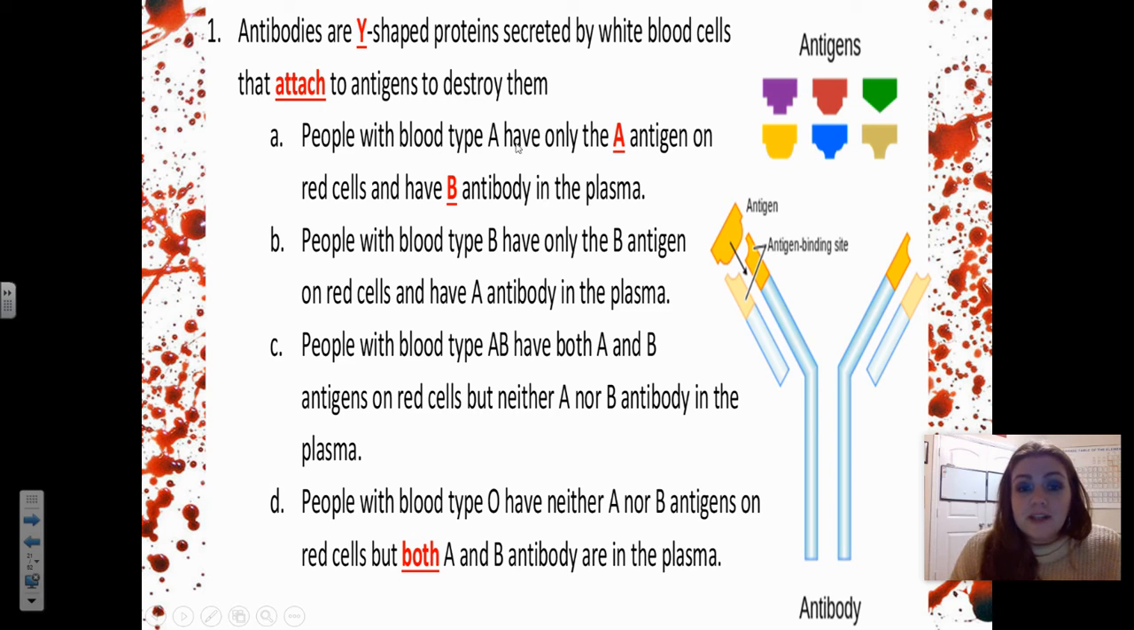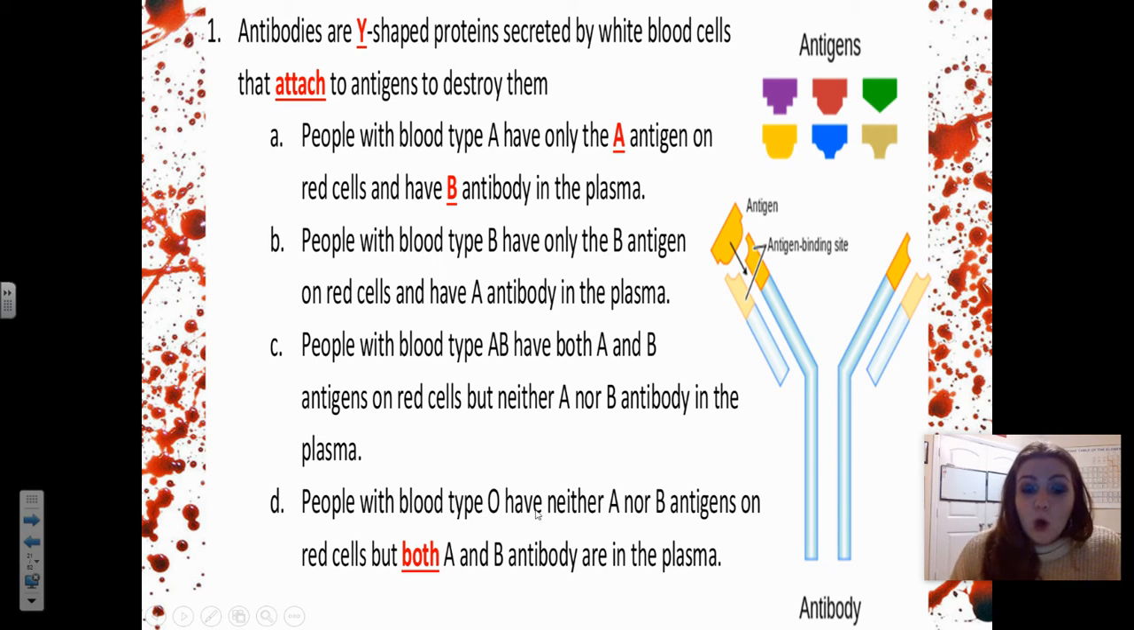People with blood type A only have the A antigen on the red blood cells and have B antibodies. People with type B have the B antigen on their blood cells. That's what makes them type B. But they have A antibodies, which will fight off A. People with type AB have both A and B antigens on their red blood cells, but neither A nor B antibodies, because then they'd fight themselves. So they don't have antibodies for blood in their body. They don't fight off anything.